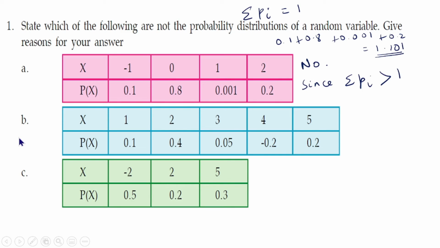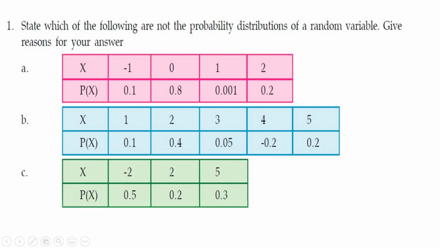Now coming to the next subdivision. This is the table which is given. When x is 1, the associated probability is 0.1, x is 2, probability is 0.4, x is 3, probability is 0.05. When x is 4, probability is -0.2. This is not at all possible because the value of the probability always lies between 0 and 1. So this is also not a probability distribution, since we have pi less than 0. Negative probability is not possible.